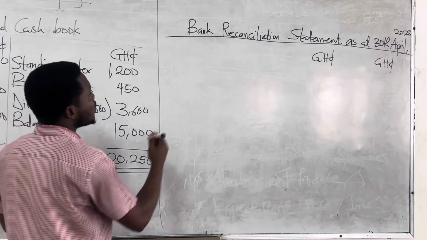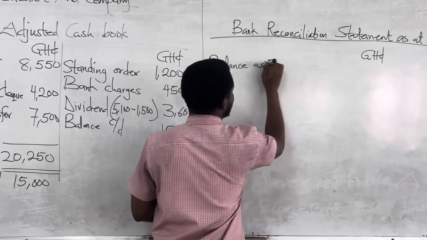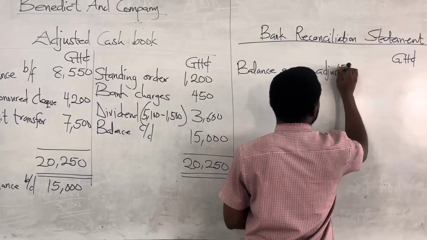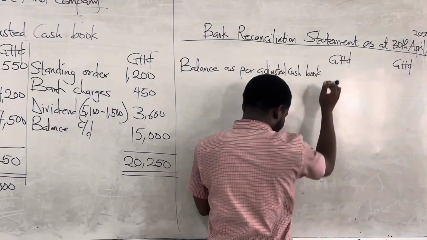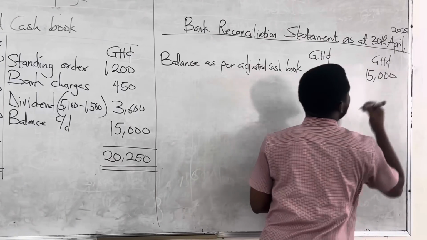Our balance as per adjusted cash book is 15,000. So the first one that we should do is balance as per adjusted cash book. That one gave us 15,000, and that one will come here straightforward: 15,000.